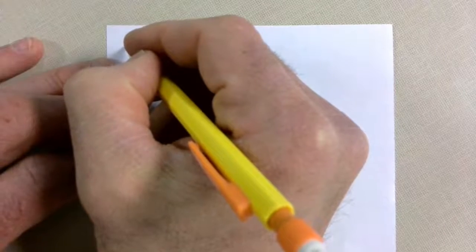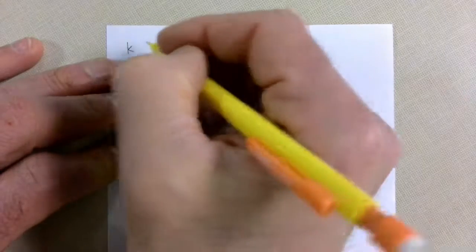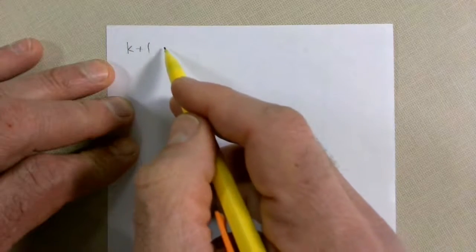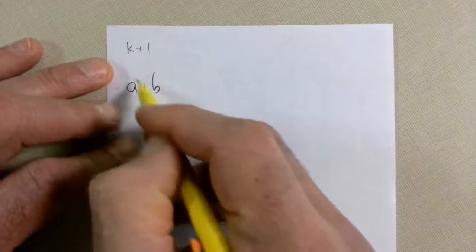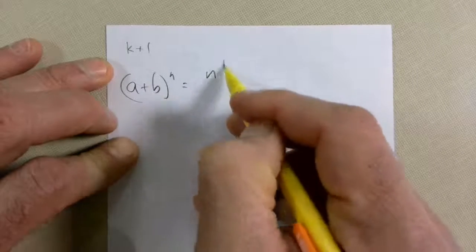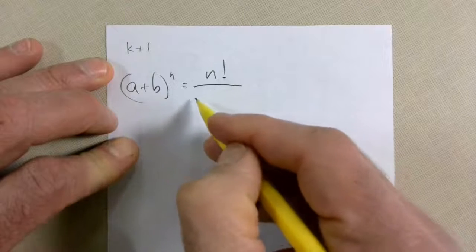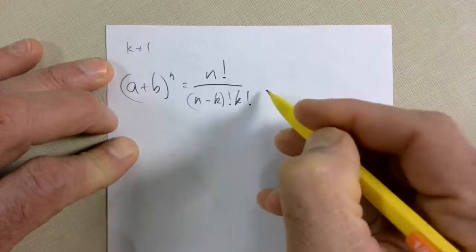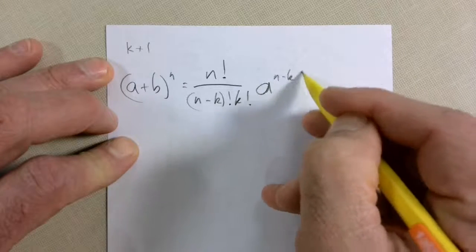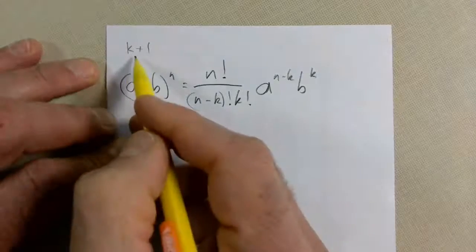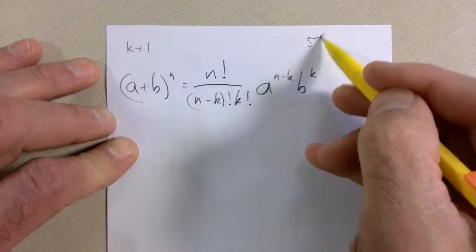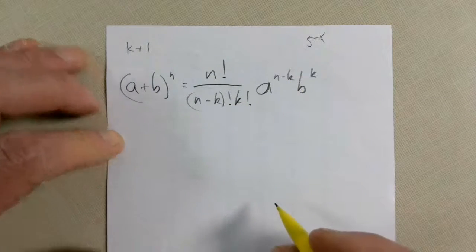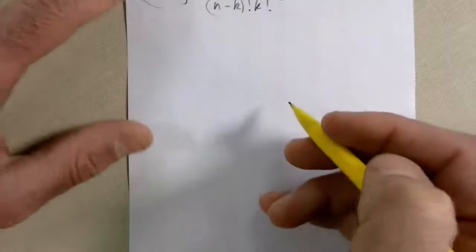Suppose you want to find the k term, just any old number, like the 5th term, then you can do k plus 1 term would be like this. A plus b to the nth power is n factorial over n minus k factorial times k factorial times a to the n minus k and b to the k. So suppose you say find the 5th term, then you would plug in a 4 for the k. Okay, so like this. Let's do an example of what I'm talking about.